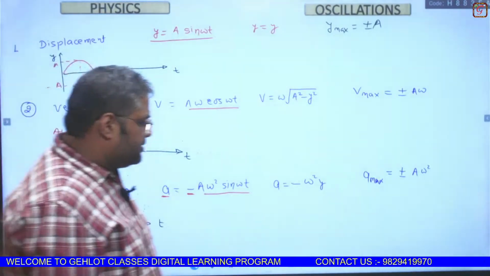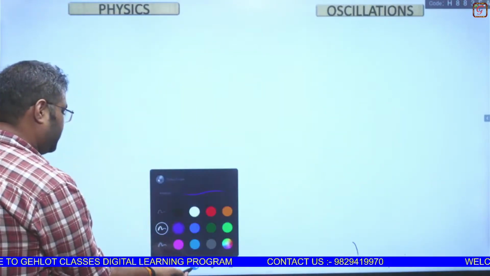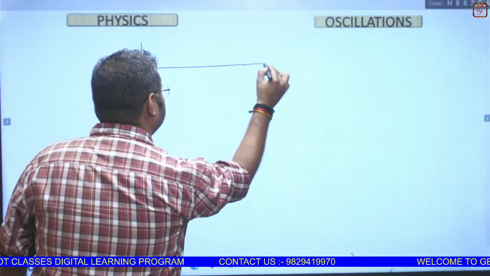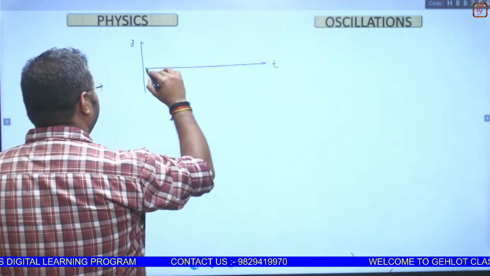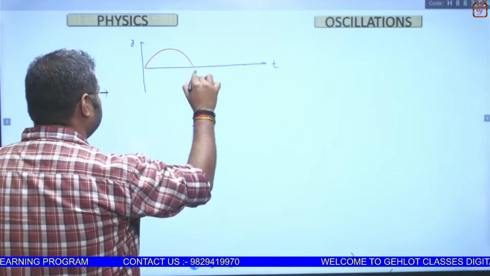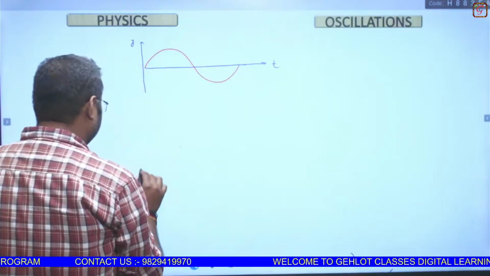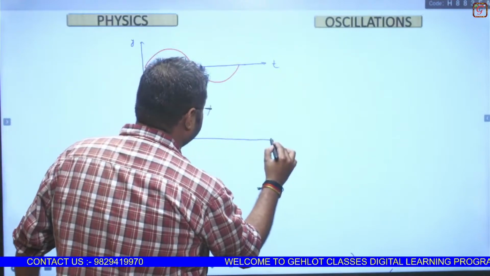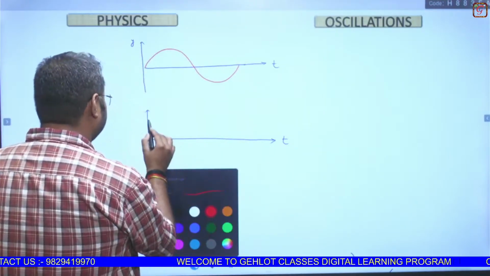We will discuss this further as well. Now I am going to draw the graph again so that we can discuss further. This is the graph of displacement and time, which was a sine curve. Now, what is the graph of velocity? This is the velocity time curve, and the graph was looking like this.